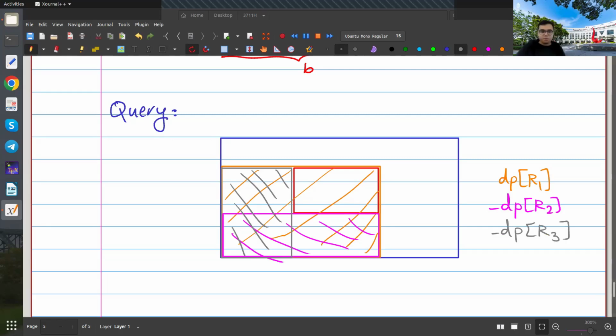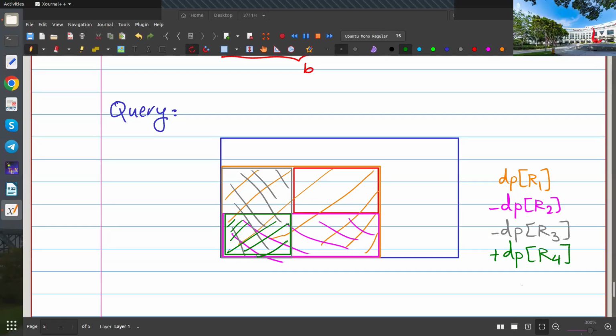But now the problem is that if you look at this smaller rectangle, I added it once and then I subtracted it twice. But I should have subtracted it only once. So now I have to add it again. So I'm going to take this rectangle and add it again. Okay, so let's call this the fourth rectangle. This is dp of R4.